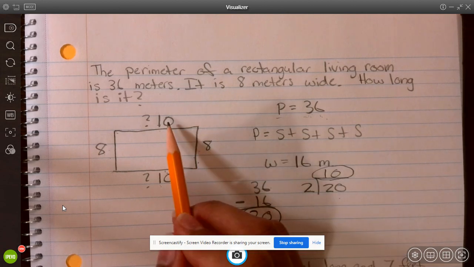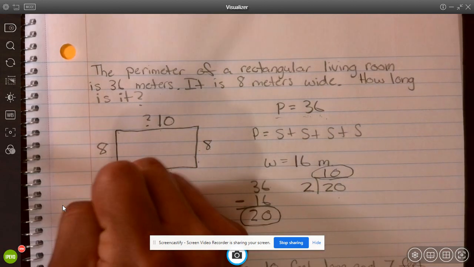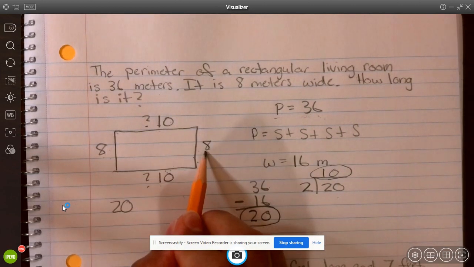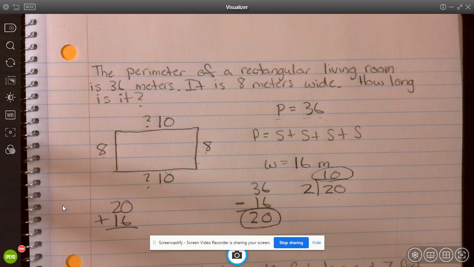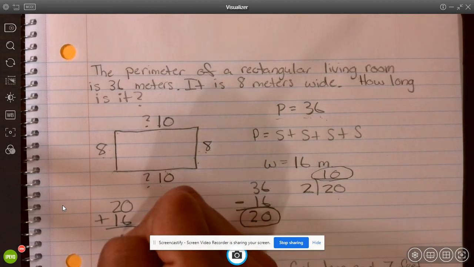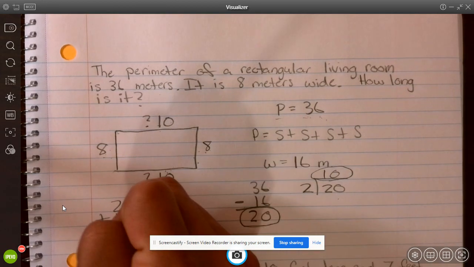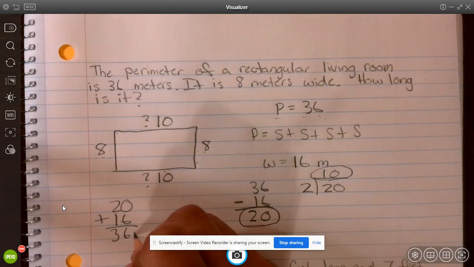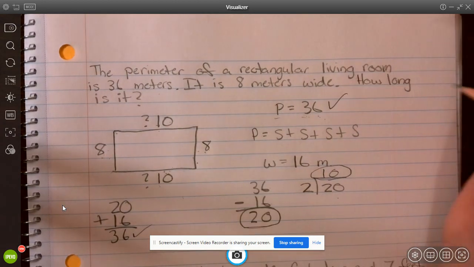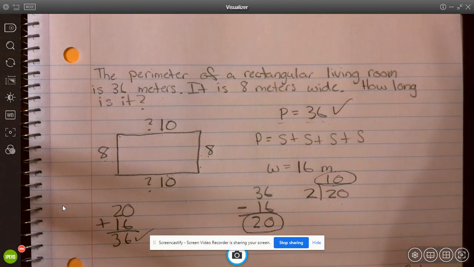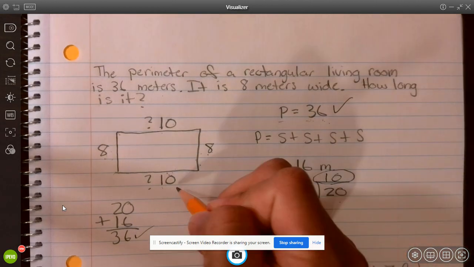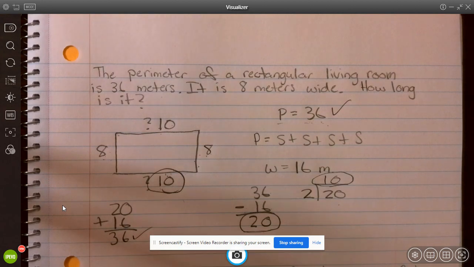Well, 10 plus 10 is 20. 8 plus 8 is 16. When I add 20 plus 16, 0 plus 6 is 6. 2 plus 1 is 3. 36 matches the perimeter. So the length of this rectangular living room is 10. 10 would be my answer.